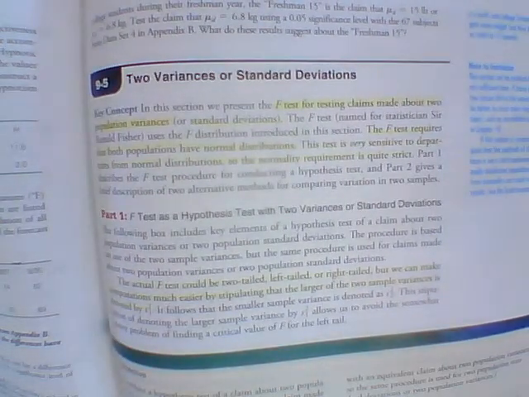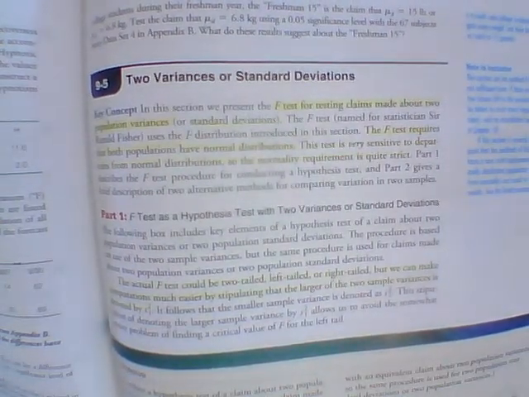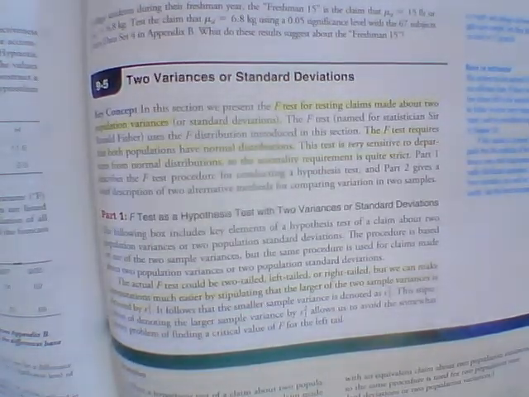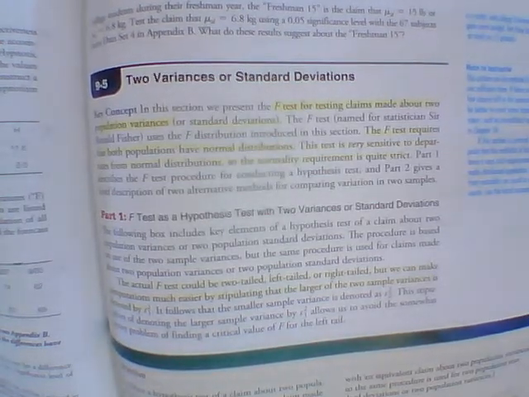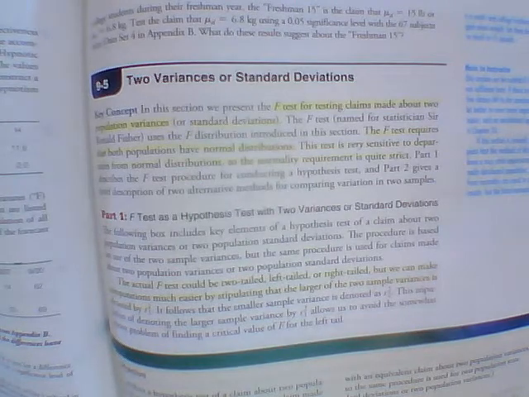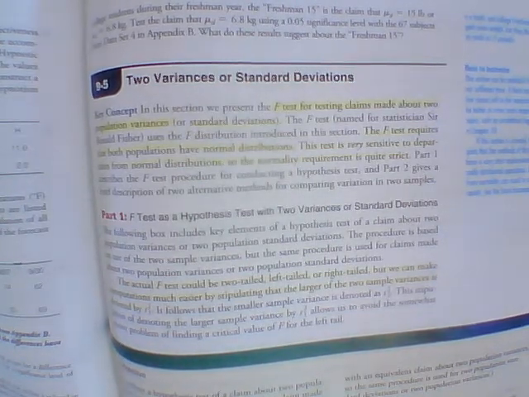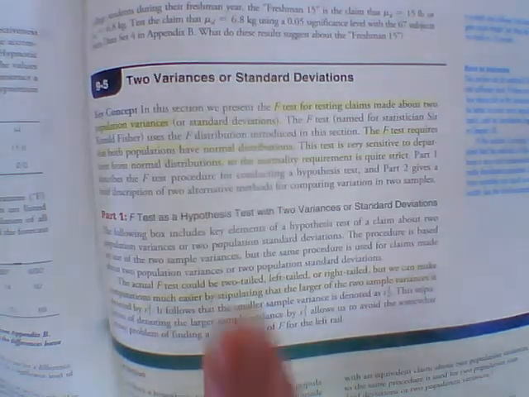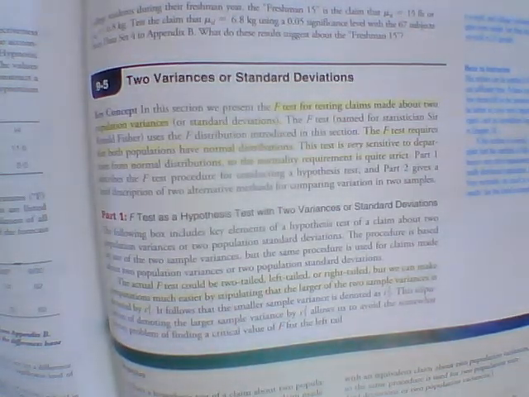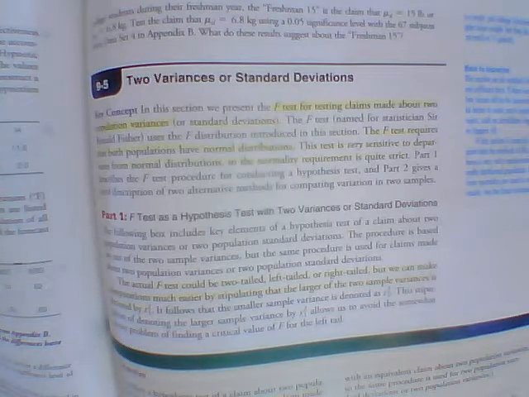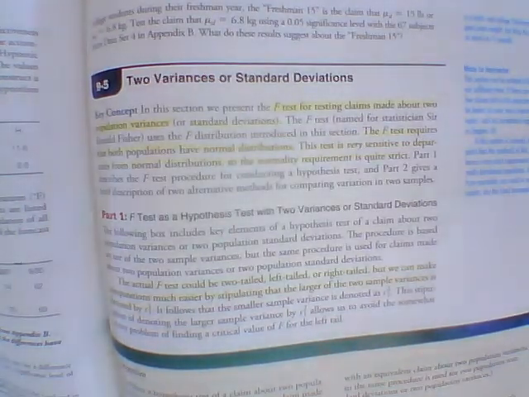Okay, so the F test for testing claims made about two population variances. Once again, this was developed by Sir Ronald Fisher. The F test requires that both populations have normal distribution. This test is very sensitive to departures from normal distribution, so the normality requirement is quite strict. So we've got to make sure that we have normal curves as we talk about it.